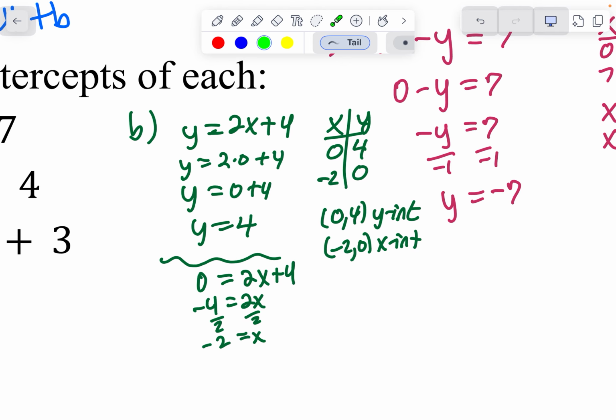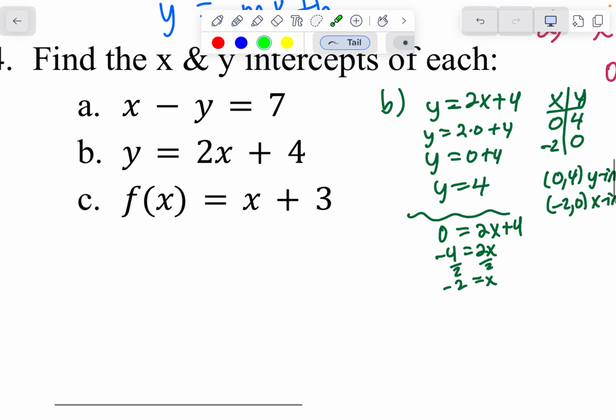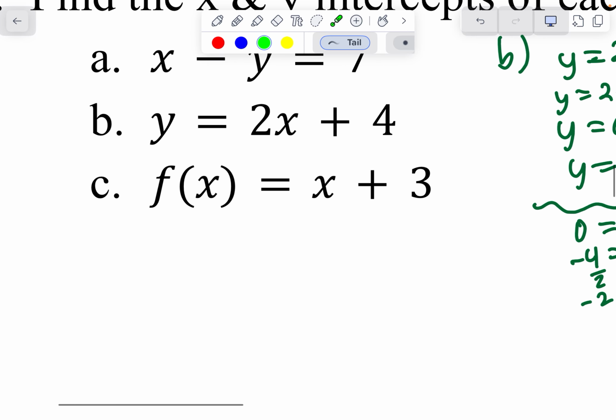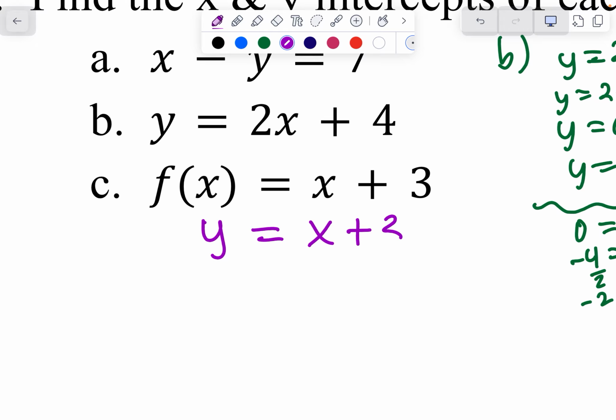Okay. Now let's do C. One last one. First thing you want to do is rewrite this as y equals x plus 3. f of x is just a fancy way to put a line in function notation. So just take off the f of x, pretend like it wasn't even there, make it a y, and make that chart again.